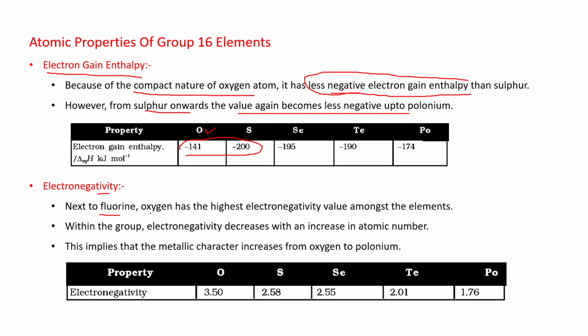Electronegativity. Next to fluorine, oxygen has the highest electronegativity value amongst the elements. As we know, fluorine is the most electronegative element. Within the group, electronegativity decreases with an increase in atomic number. What does it indicate? It indicates that metallic character increases from oxygen to polonium.